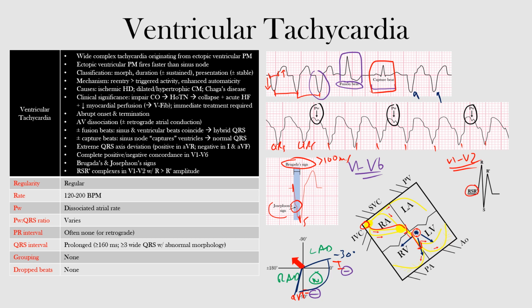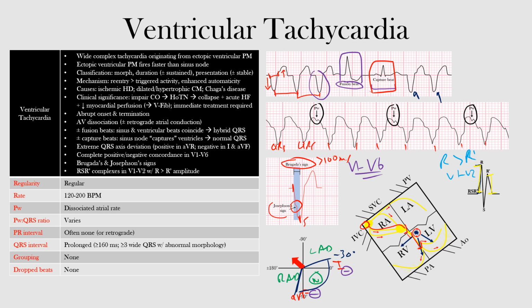So another clue is right here in V1 and V2, where we have this RS-R prime complex. Here's our R wave, here's our S wave, another R wave, so it's called the R prime. And what we're saying here is that the initial R wave is greater in amplitude than that second one, okay? So this portion here is greater than that second R prime. So we have an R wave greater than our R prime. If you see that in leads V1 or V2, that may point us towards VTAC, okay?